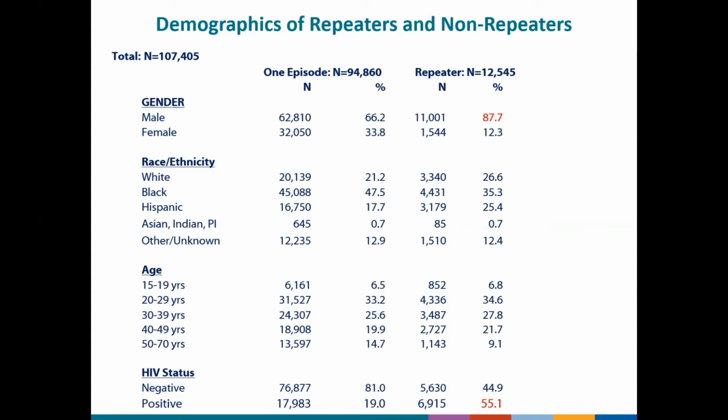Age was not as useful as well, as repeaters look nearly the same as people with a single diagnosis of syphilis, with most cases being found in the age range of 20 to 50 years. And concerning HIV status, 19% of the people with a single episode of syphilis were HIV positive, whereas 55% of repeaters were HIV positive. This is a huge representation.